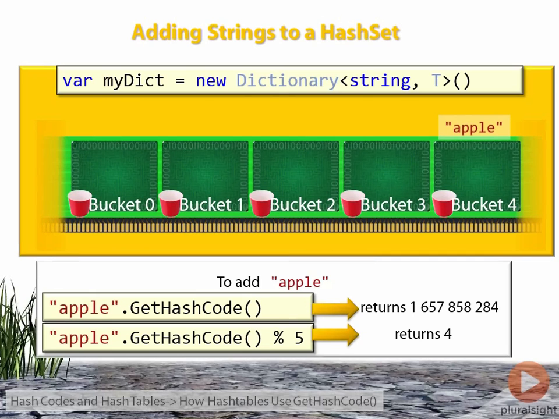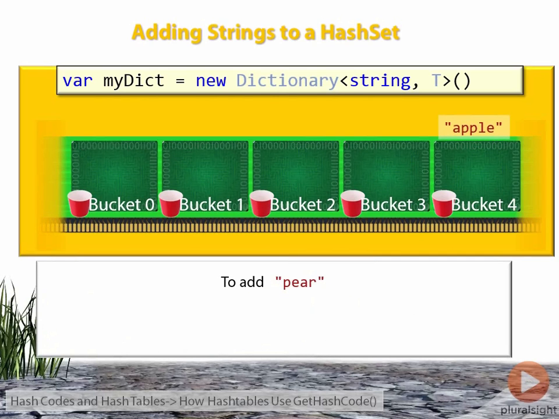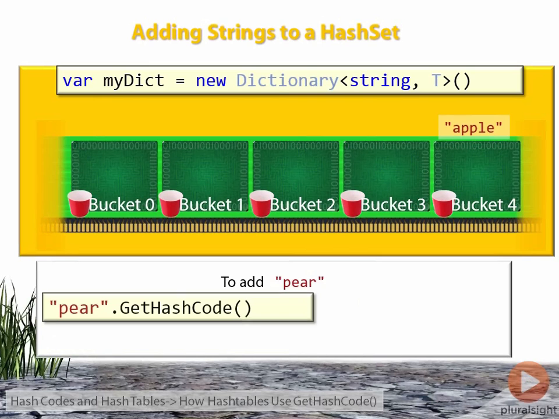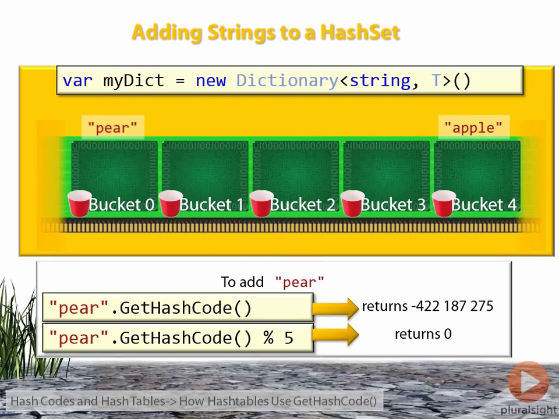Now let's add something that has the key pair to the dictionary, which means adding pair to the hash table. On my computer, the hash code of pair is another rather nasty number, this time around -422 million. But what matters again is not the actual number, but what you get when you divide by the number of buckets and take the remainder. In this case 0, so pair will go in the first bucket.